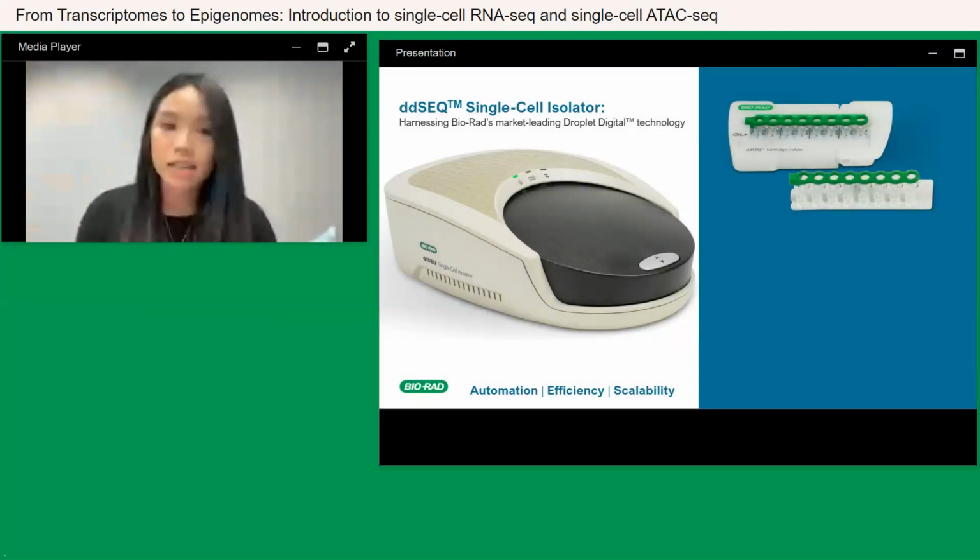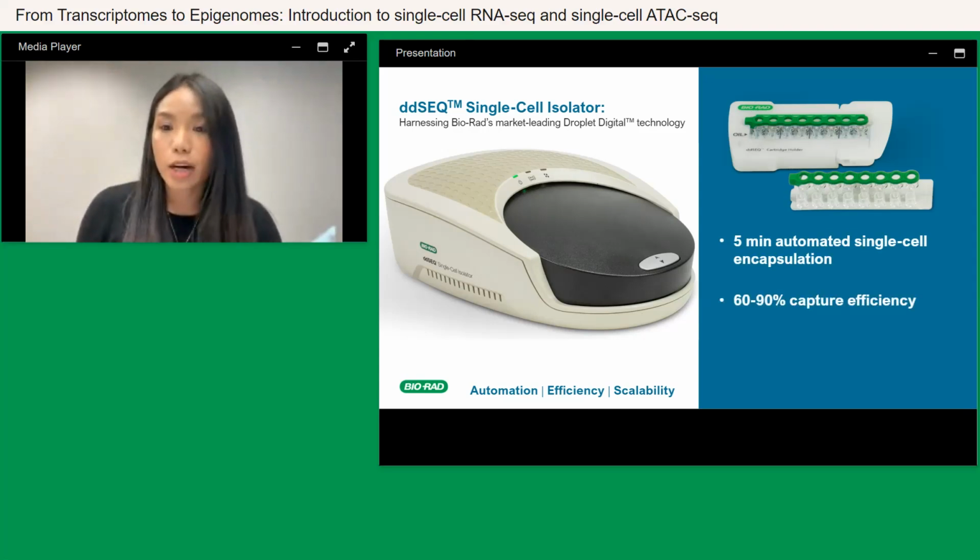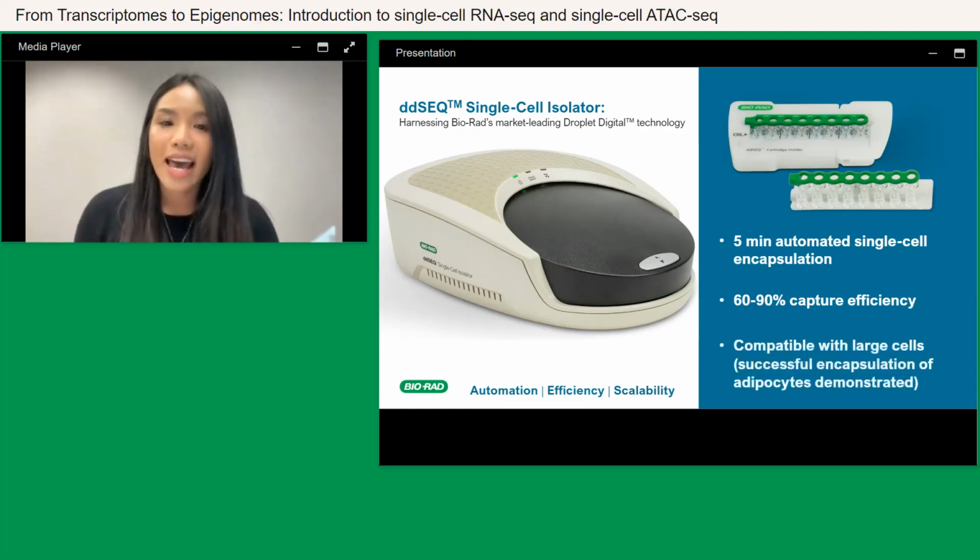The DD-seq single-cell isolator is a small footprint automated instrument that partitions single cells on a disposable cartridge in only 5 minutes. It can accommodate up to 4 samples that are processed simultaneously with 60 to 90% capture efficiency and is applicable for use with larger cell types.